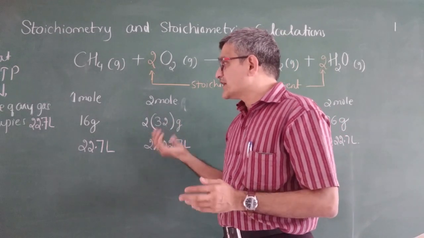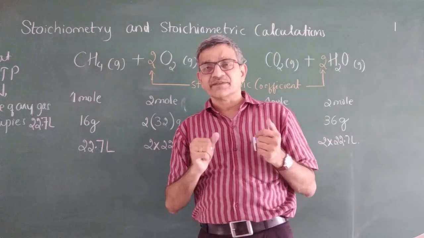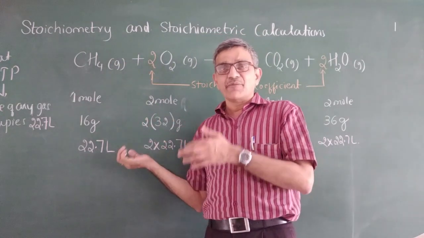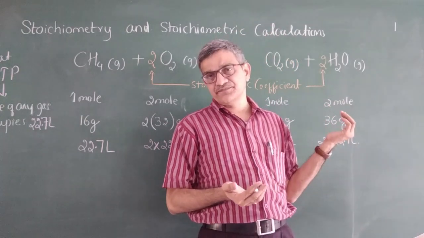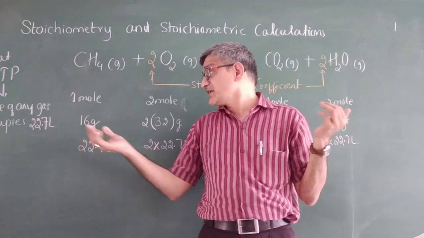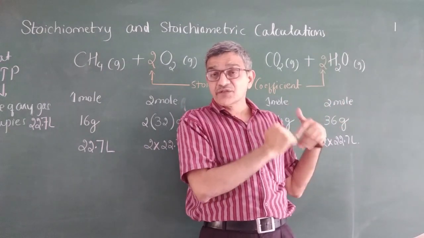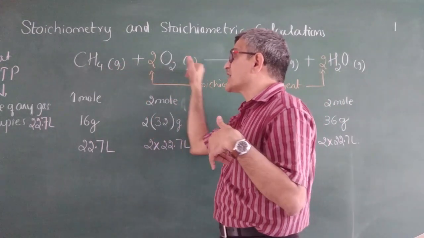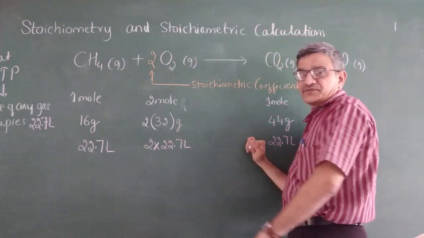Suppose I have 48 gram of methane. If I burn it, how much carbon dioxide will I get? 48 grams of methane will not give 48 grams of carbon dioxide. To know how much comes, you must know the reaction. So from this reaction we can calculate.